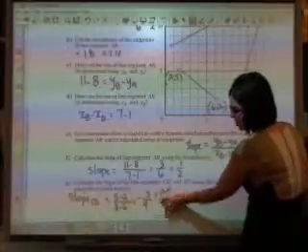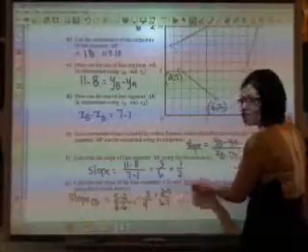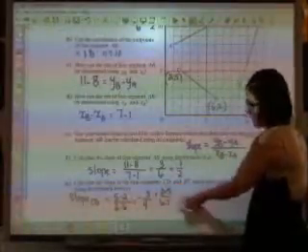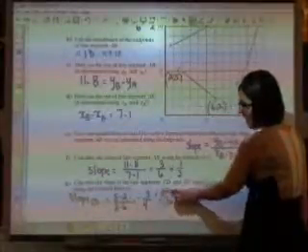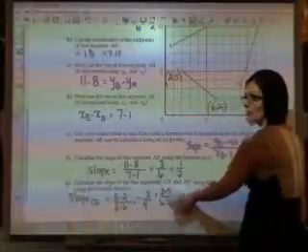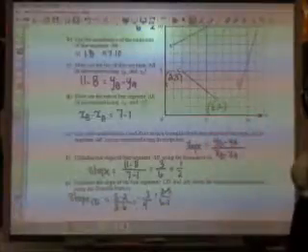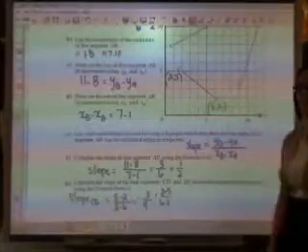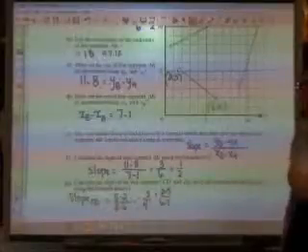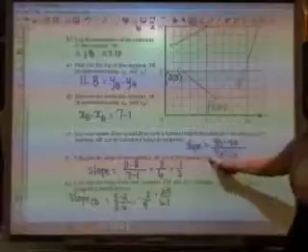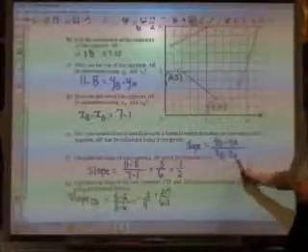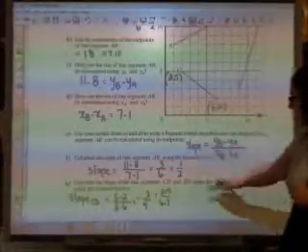The 6 and 2 is one point, and the 2 and 5 is the other point. So I don't interchange these. It's not 5 minus 2 and 6 minus 2. It has to be one point to the next point for my y's and my x's. That's why it's yb minus ya, xb minus xa. So the coordinates match up.